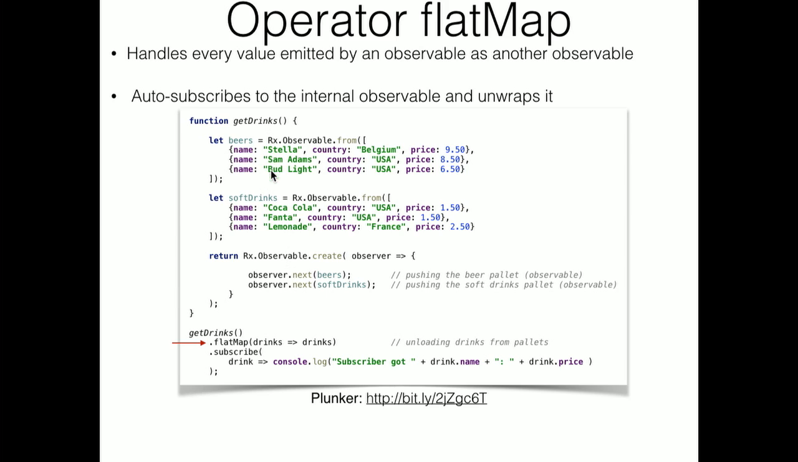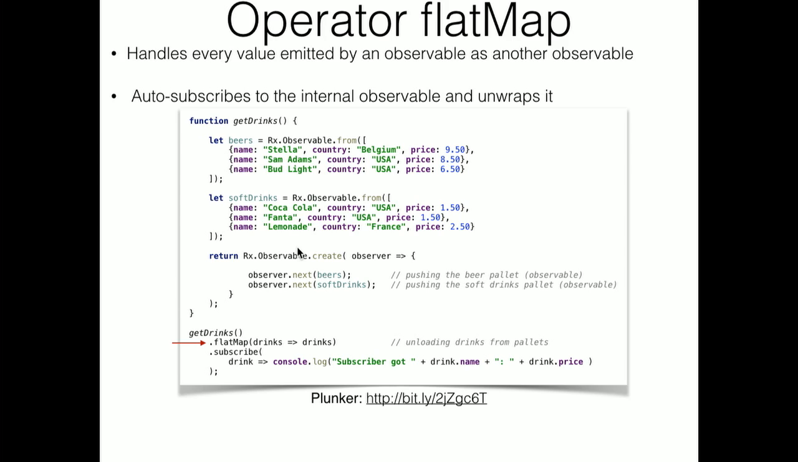So what can I do? Since getDrink returns observable, I can say getDrink.flatMap. I'm saying flatten out everything that you're getting. Every item will have inside some other item. Resubscribe, and just give me single items. So I'm just saying flatMap and then subscribe. So in the console, if you run this plunker, you will see Stella, Sam Adams, Bud Light, Coca-Cola, Fanta, lemonade. Single items.